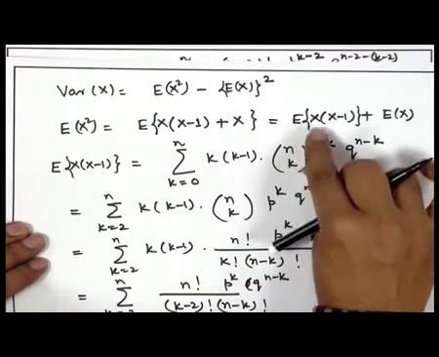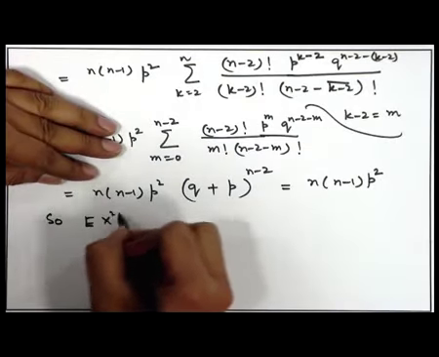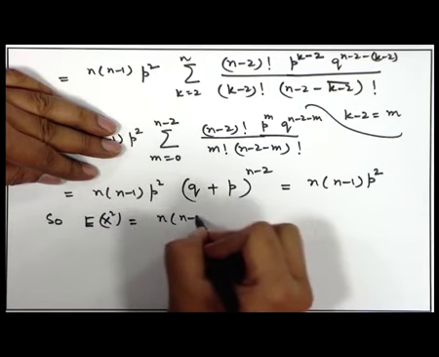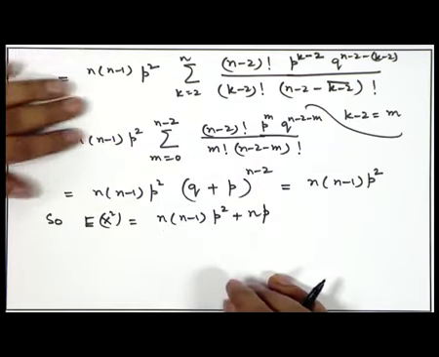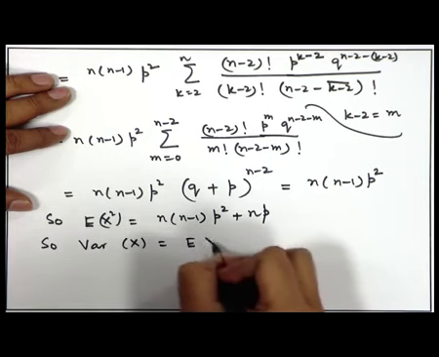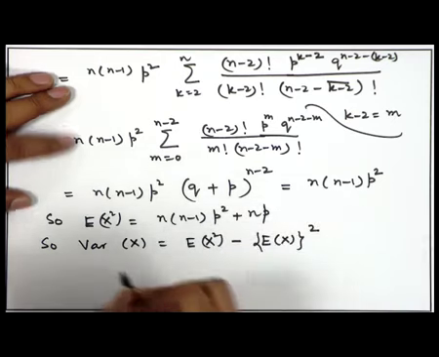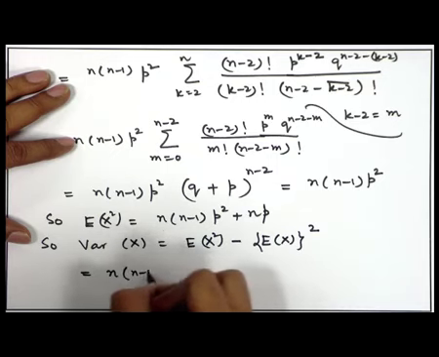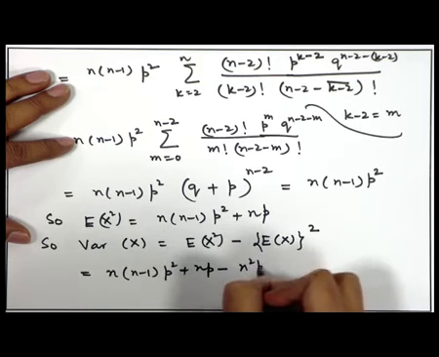So, let us go back to the expression here. Expectation x square was expectation x into x minus 1 plus expectation x. So, we get expectation of x square as n into n minus 1 p square plus np. So, variance of x, that is equal to expectation of x square minus expectation of x whole square, that is equal to n into n minus 1 p square plus np minus n square p square.